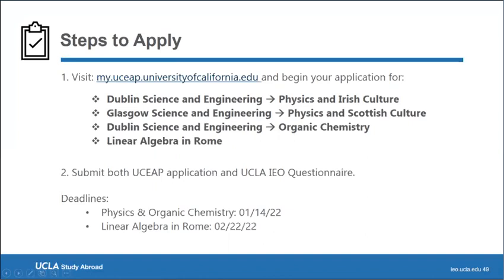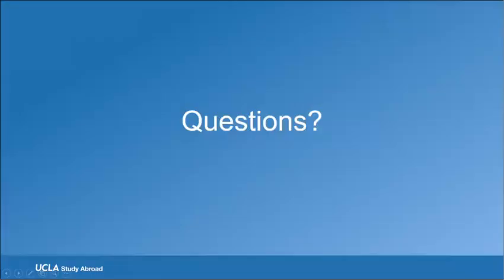Our physics and organic chemistry deadlines are approaching. They are next week, the 14th of January. And finally, for our linear algebra in Rome program, the deadline is the 22nd of February. So we still have a bit of a while, but I would encourage you to get started on those applications.